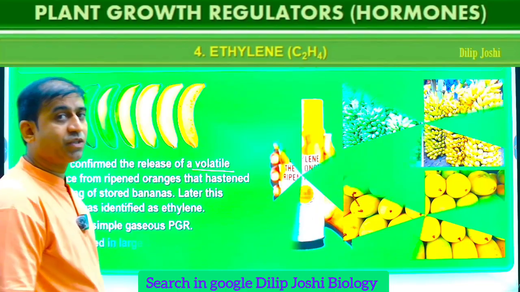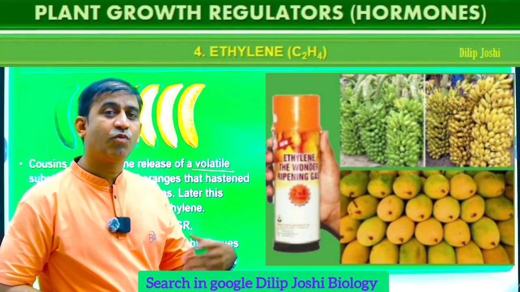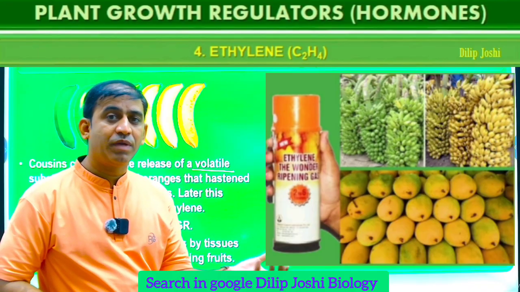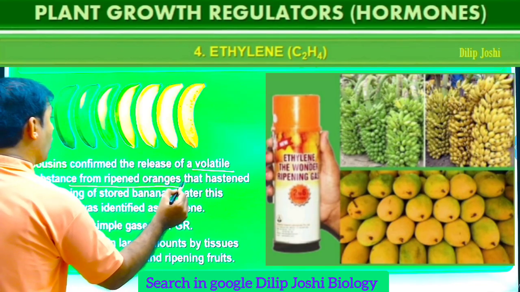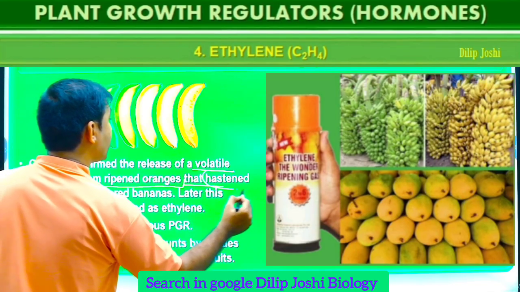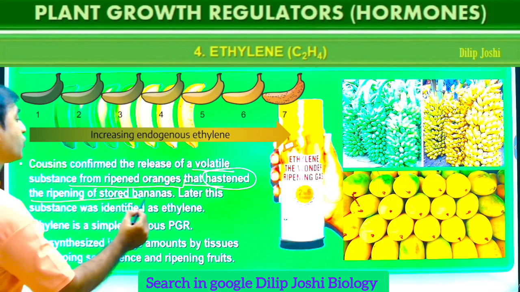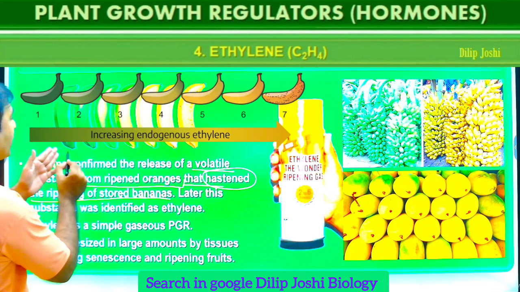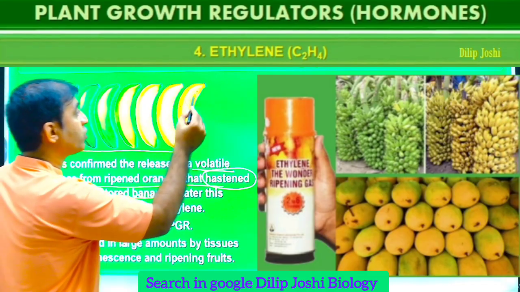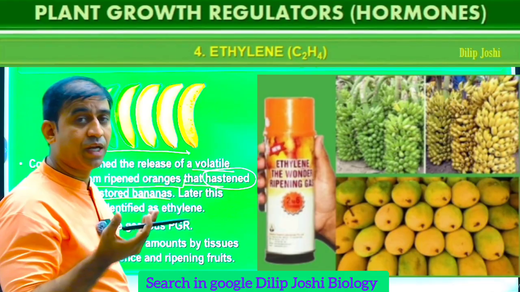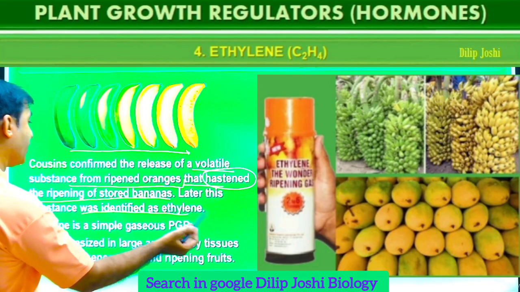Ethylene is a volatile substance, like petrol; these things are volatile, they cannot stay for a long time if exposed to air. Then the ripened oranges hasten, meaning speed up, the ripening of stored bananas. So here you can see how the ripening is going to happen with the help of ethylene. If you see the brown spots on the banana, this is good for health, meaning it is naturally ripened. Then this is identified as ethylene.